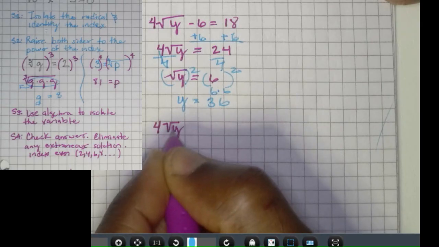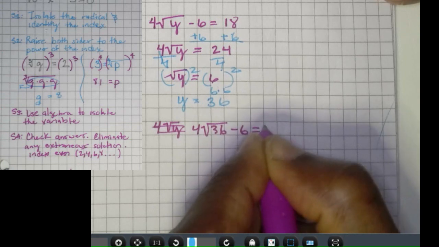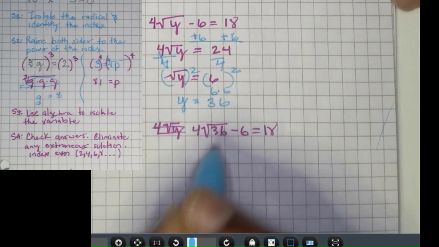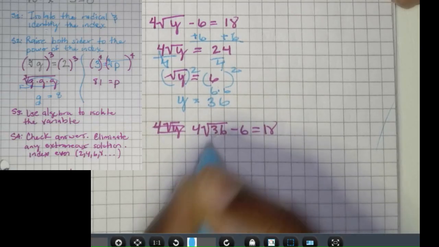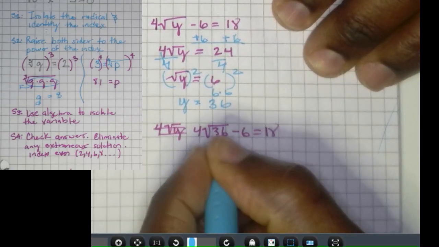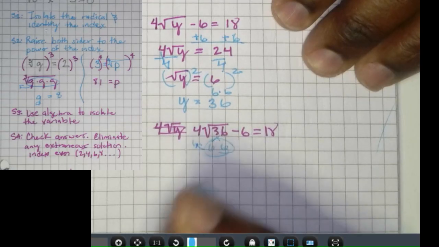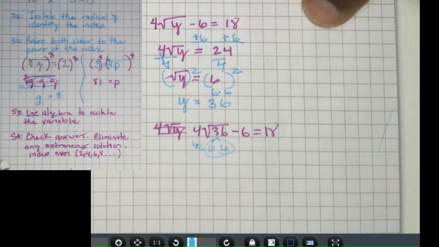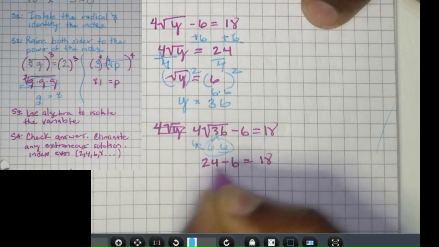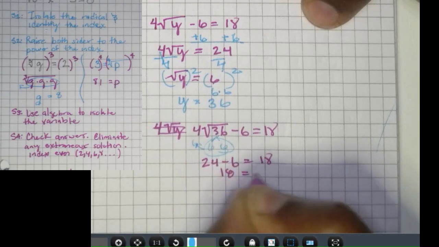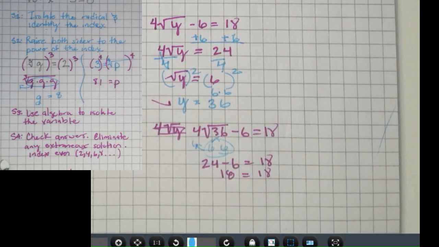4 square root of y. Oh, sorry. 4 square root of 36 minus 6 equals 18. All right. So let's simplify the radical first. 36 is 6 times 6. Well, I have two of them, so a 6 will come out to join that 4, which leaves us with 24 minus 6 equals 18. Does 24 minus 6 equal 18? It sure does. So this solution satisfies the equation.